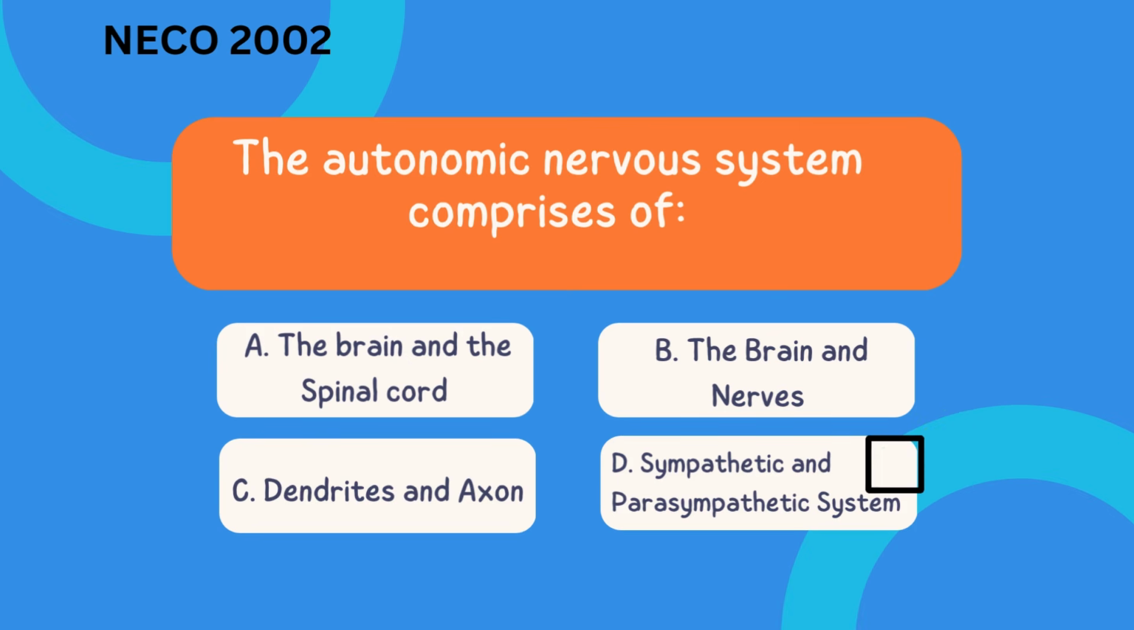Option C is also wrong because dendrites and axons are not the only part of the autonomic nervous system. The autonomic nervous system is subdivided into two, which include the sympathetic and parasympathetic systems.